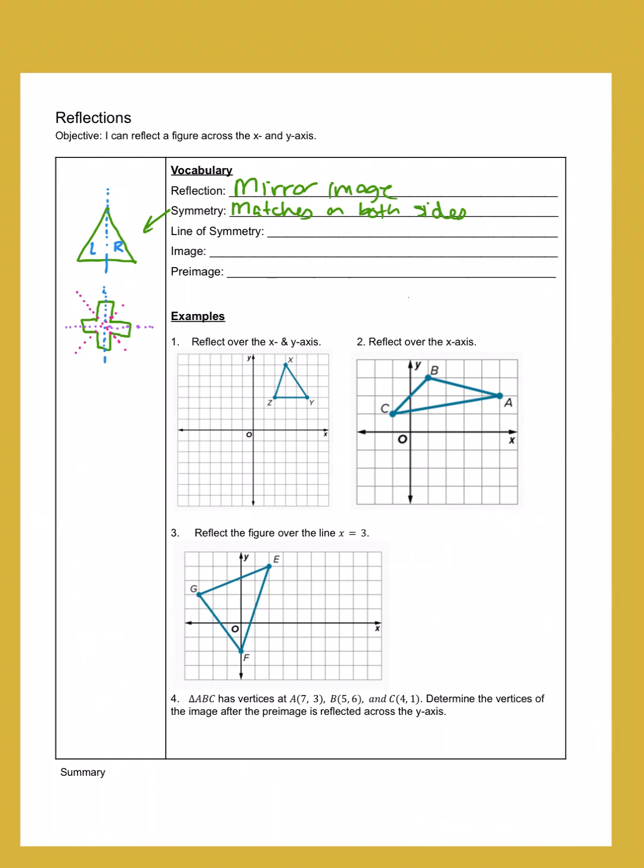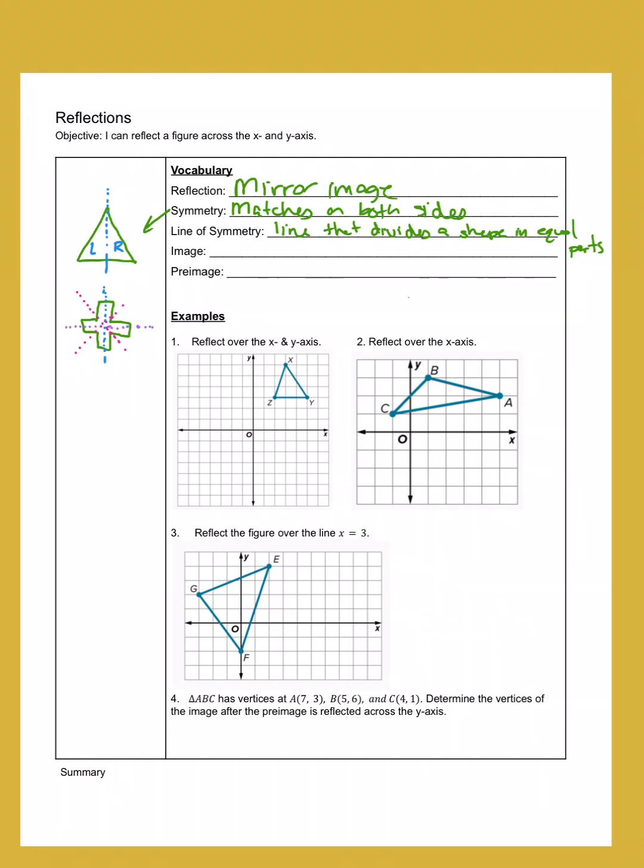So let's see, so for line of symmetry, we can put: a line that divides the shape in equal parts. So when we are reflecting across the x-axis or the y-axis, that is your line of symmetry. If we're reflecting across the y-axis, the y-axis becomes your line of symmetry. If we're reflecting across the x-axis, the x-axis becomes your line of symmetry.